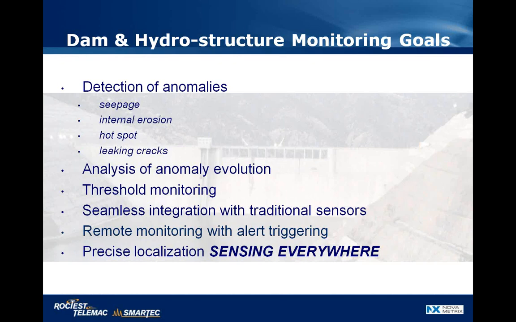The main aims in developing and implementing a fiber optic distributed system to monitor a dam or a hydrostructure are the detection of seepage, internal erosion, hot spots, and leaking cracks. Besides the direct detection, the monitoring system can offer an effective analysis of the evolution of the detected anomaly and a way to define a reasonable threshold and trigger alerts in case these thresholds are overcome. Moreover, fiber optic systems can be easily integrated with already existing Rocktest traditional monitoring systems. Last but not least, they offer the unique capacity of locating precisely the event using only a few sensors.